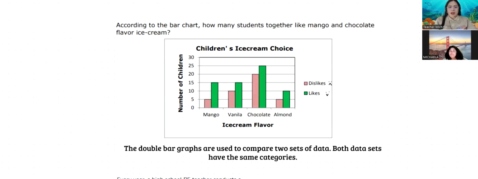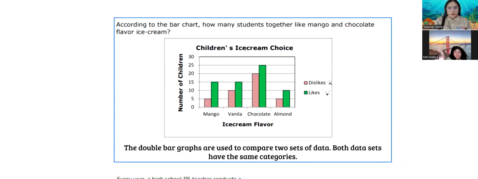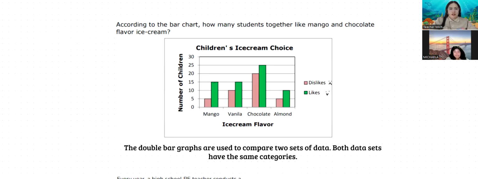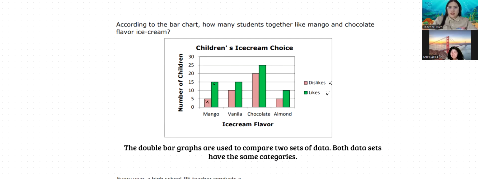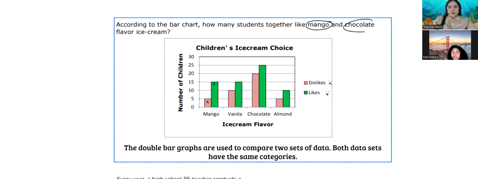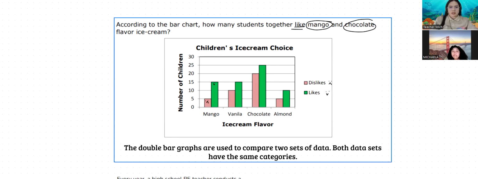Let us try to answer this question. According to this bar chart, how many students together like mango and then the chocolate flavor? For this one, anak, we just need to add them. The mango and then the chocolate flavor which the students like. What color symbolizes the likeness of the students with the flavor? Is it green or pink? Green. Okay, the green one.